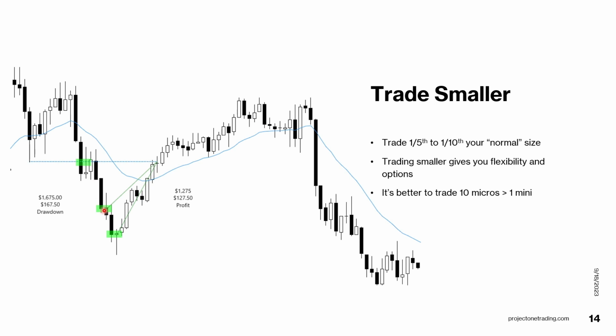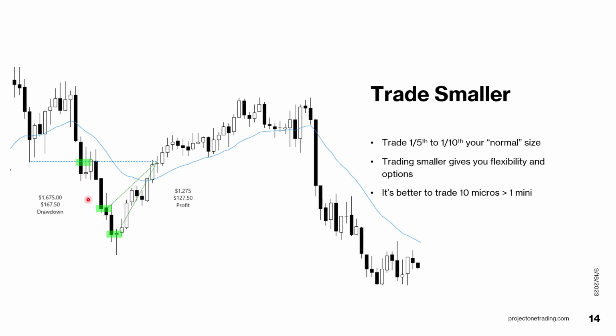So they scaled in here. So they bought a second contract here. And then they bought a third one as it went further against them. And they were able to exit at break even on their original entry with a profit on their second and third. Now this happens quite frequently. It actually happens a lot. The issue is people don't trade small enough to handle this.